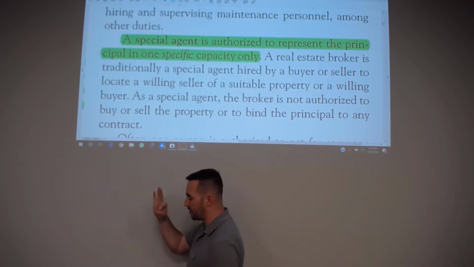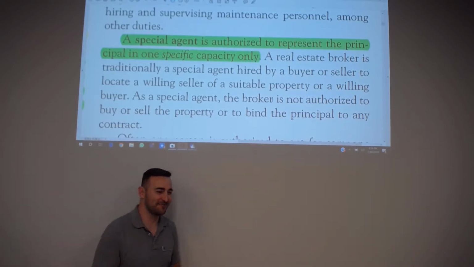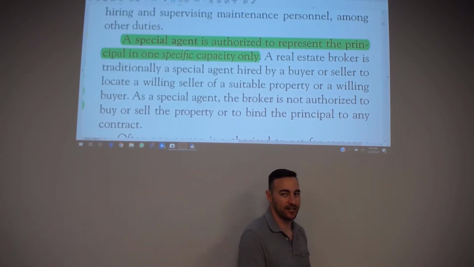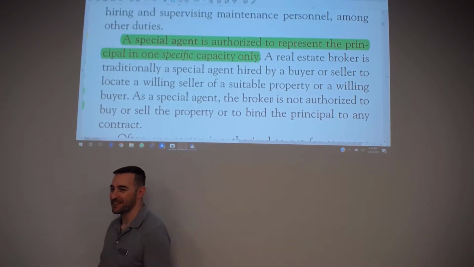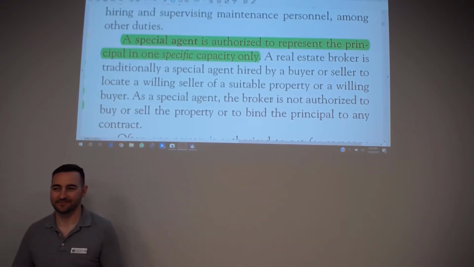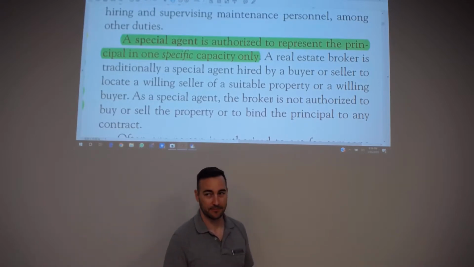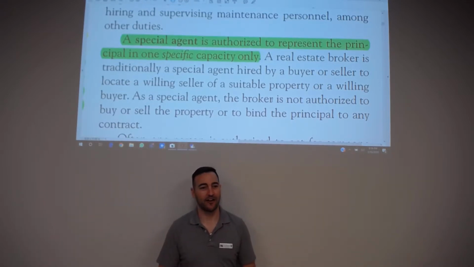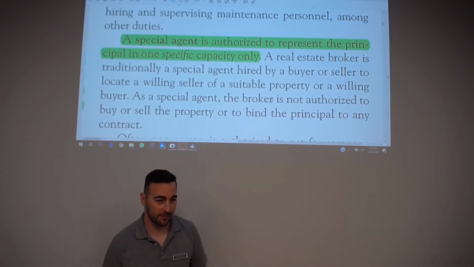All right, so 3 types of agency, as you finish highlighting. Universal: full powers. I want you to write full powers. What does that mean? It means that I don't have to have your permission in order to put you into a contract. I'm still working in your best interest, and it has to be in your best interest, otherwise I could get sued. But I don't need your permission.